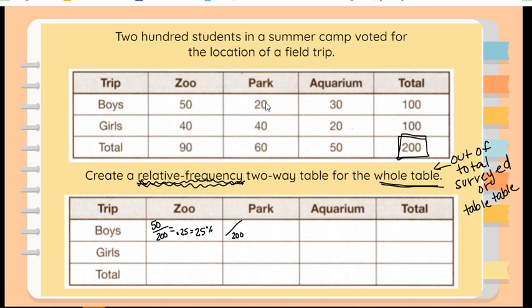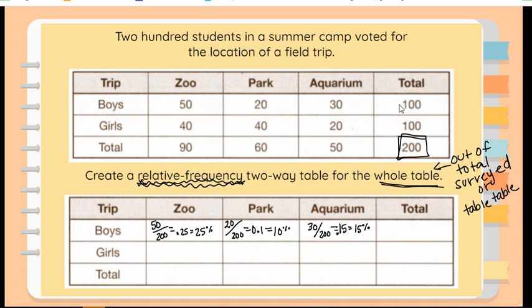Then we go to the next one. How many boys voted for park? That would be 20. So 20 out of 200, divide that in your calculator, is 0.1. Turn that into a percentage would be 10%, because remember, you move that decimal 2 places to the right. All right, how many boys voted for aquarium? That would be 30. And we're doing it out of the total surveyed because it's a whole table, so out of 200. And 30 divided by 200 is 0.15, so that'd be 15%.